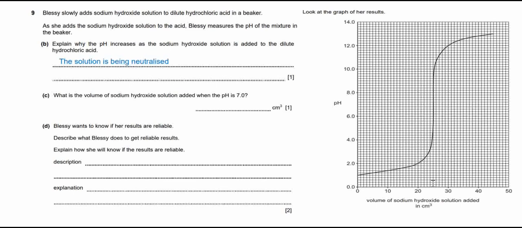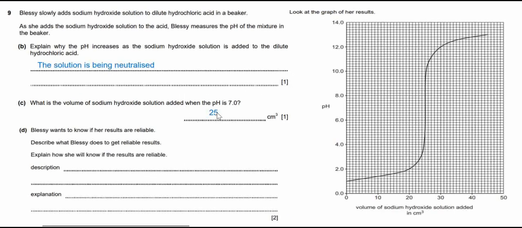Okay guys, let's check out the answers. So it's 25 cubic centimeters. When you read at 7 here, make a line with a ruler, then go down, and it will cut exactly in the middle between 20 and 30, so it must be 25.